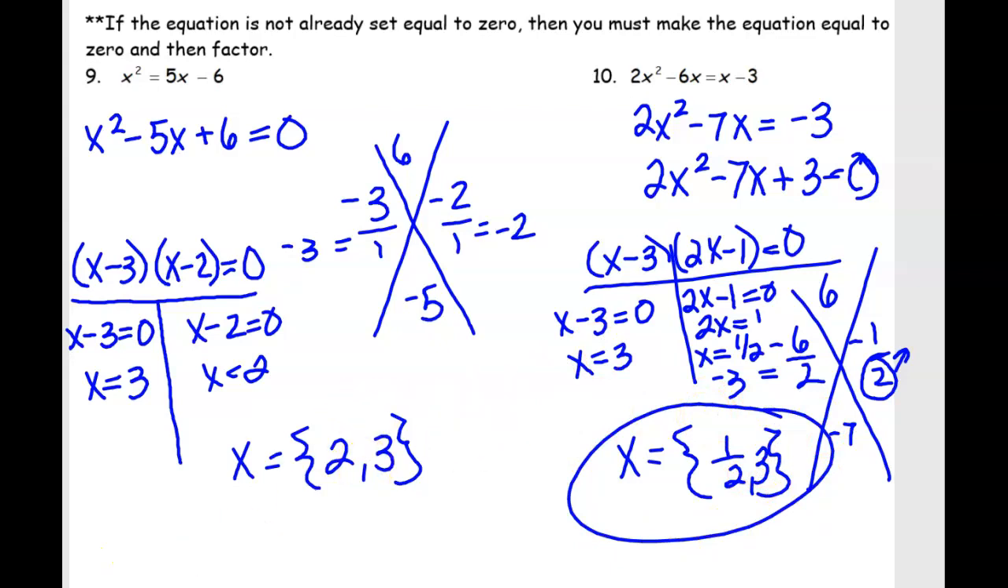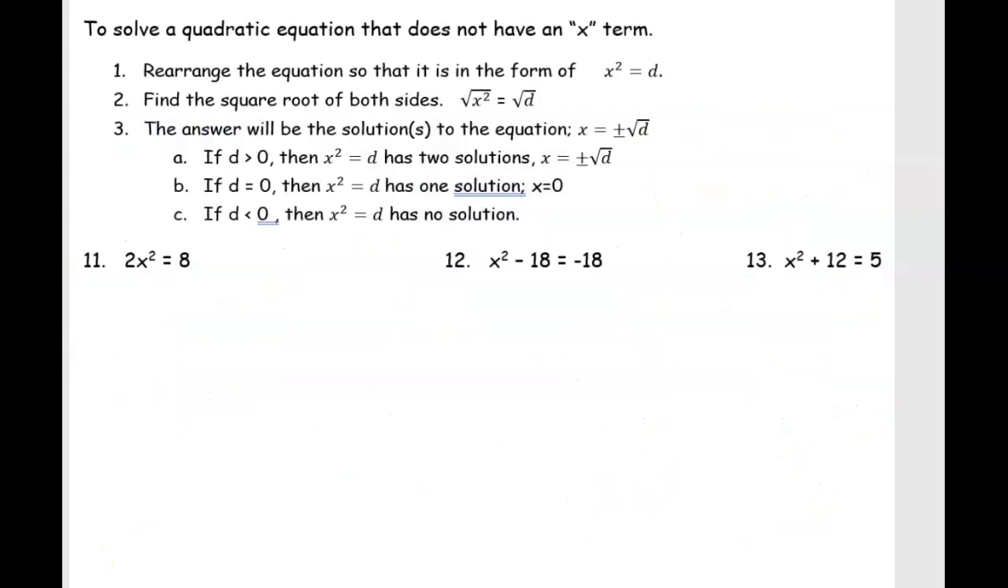Now we get to the situation where we want to solve a quadratic equation that does not have an x term. All we're going to do is rearrange the equation so it's in the form of x squared is equal to d. And then we find the square root of both sides. So we're basically isolating x, getting it by itself. We're following the golden rule of algebra.